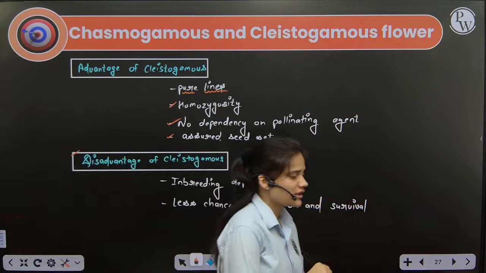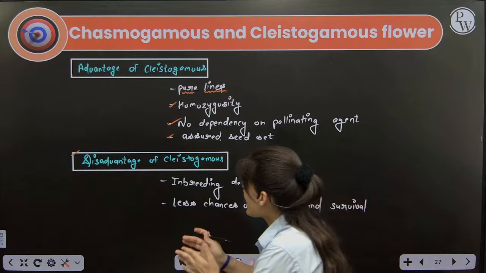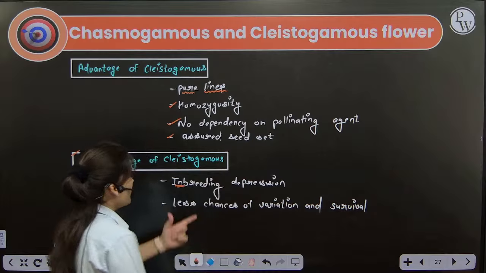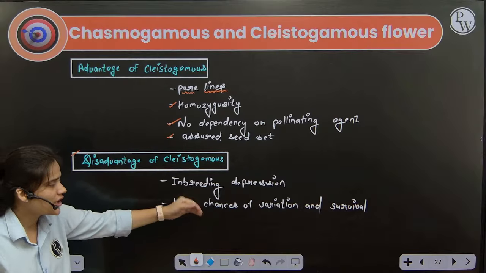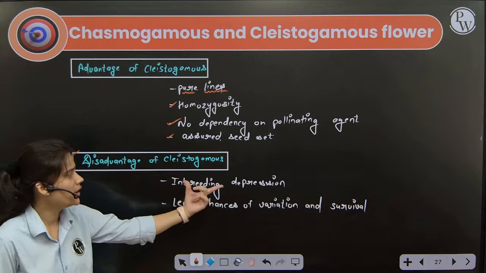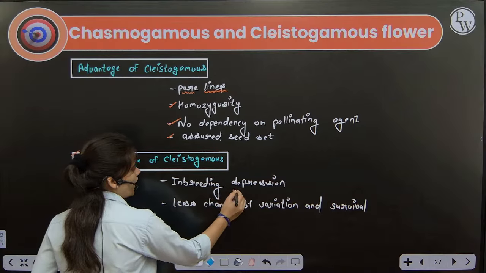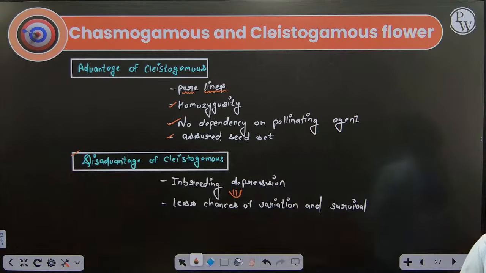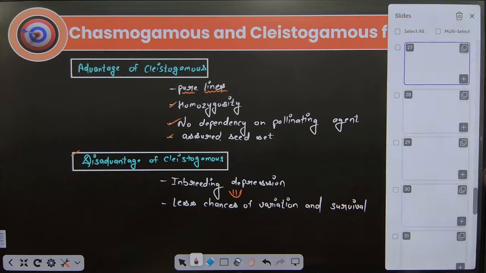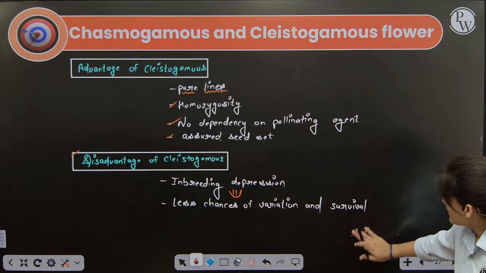Now, what are the disadvantages of these cleistogamous flowers? Inbreeding depression can occur. What is inbreeding? Mating of closely related individuals is inbreeding. Due to that inbreeding, depression occurs. If autogamy continuously takes place, then inbreeding depression occurs. As a result of this, there are fewer chances of survival and variation. This is about chasmogamous and cleistogamous flowers and the advantages and disadvantages of cleistogamous flowers.